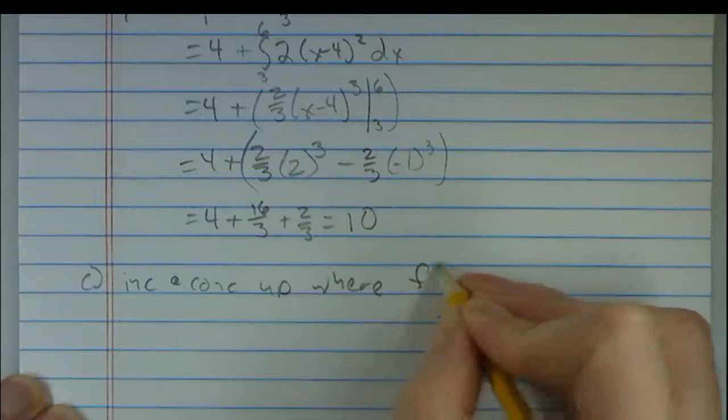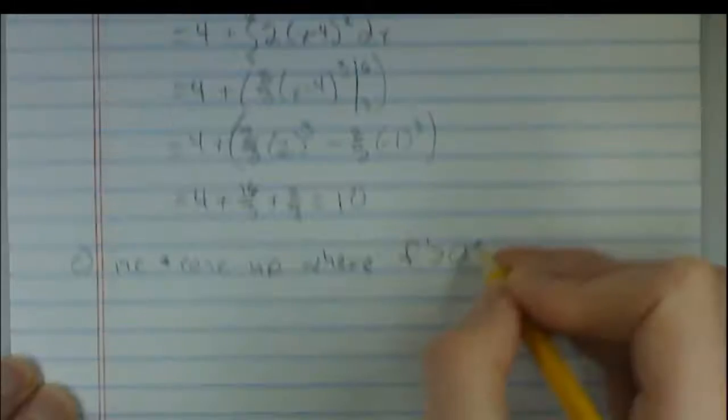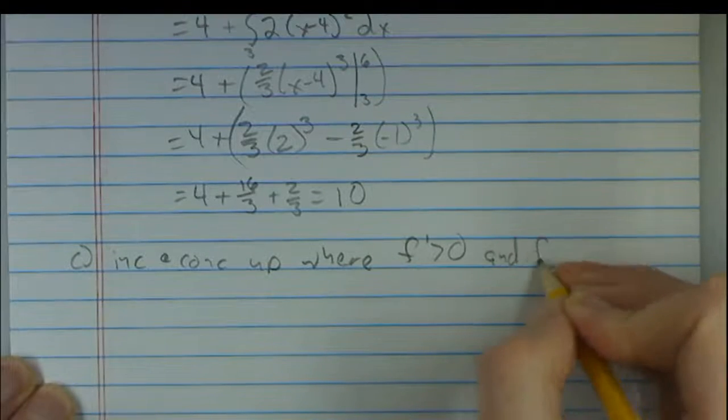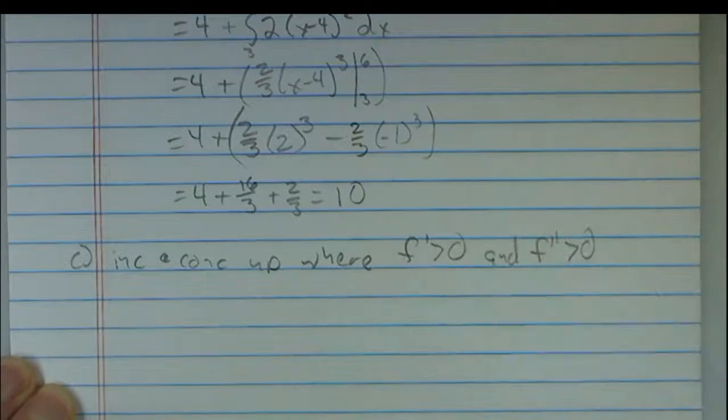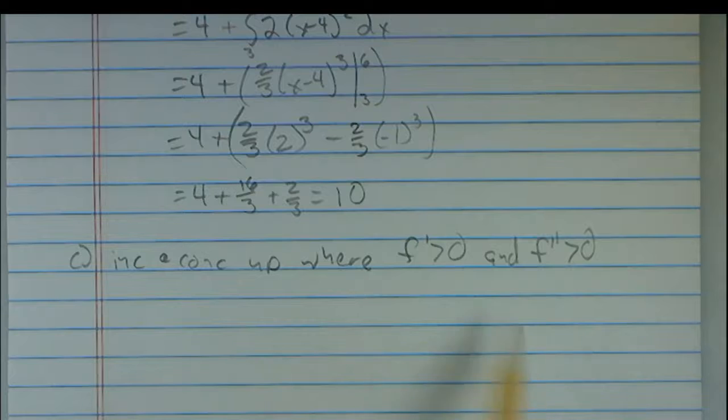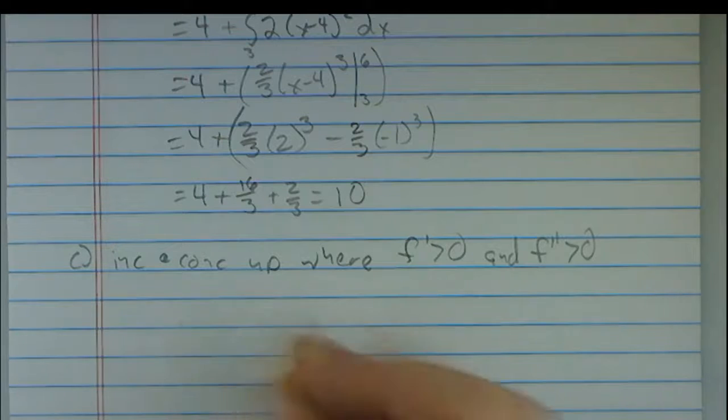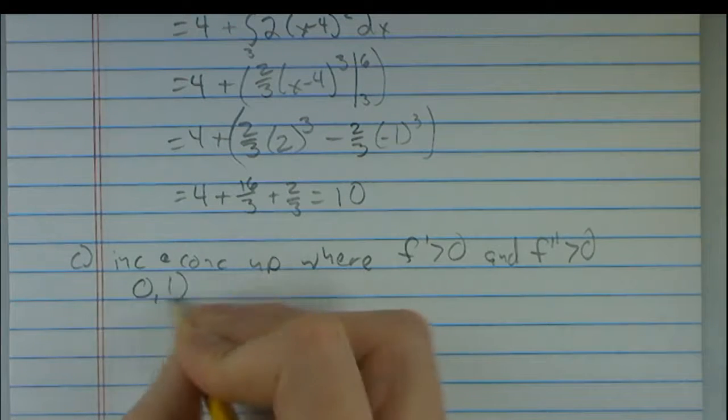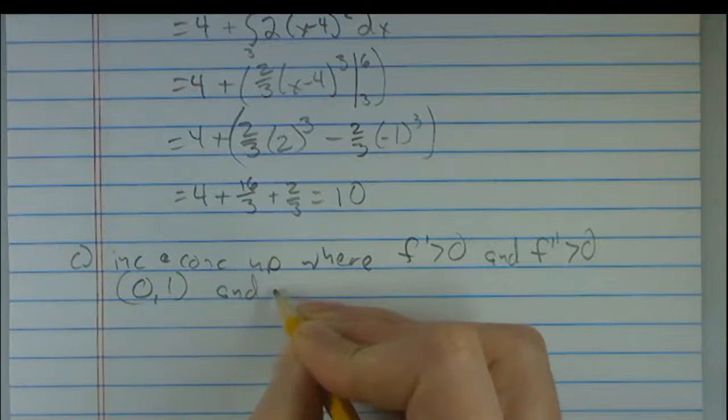Where the derivative is greater than 0 and the second derivative is greater than 0. And you're going to have to write something like that to show that that's what you're looking at. 0 to 1 and 4 to 6.